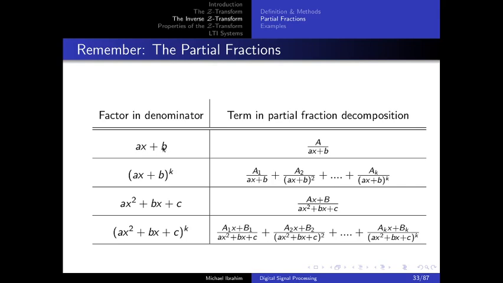This is to remind you with the partial fractions: if the factor in the denominator takes the form ax plus b, the corresponding partial fraction is constant over ax plus b. If the term in the denominator is (ax plus b) to the power k, the corresponding partial fraction terms would be constant over ax plus b, plus a constant over (ax plus b) squared, until we get a term constant over (ax plus b) to the power k. This k is equal to this k.